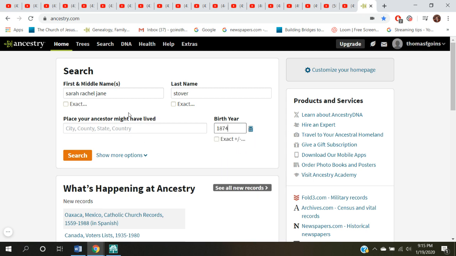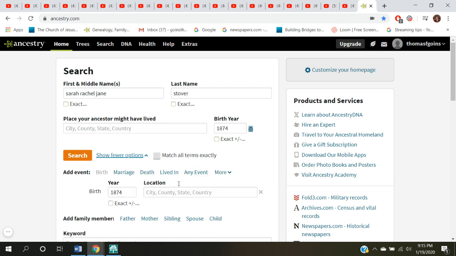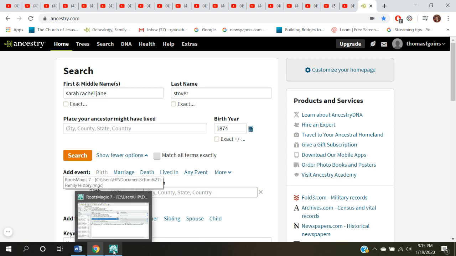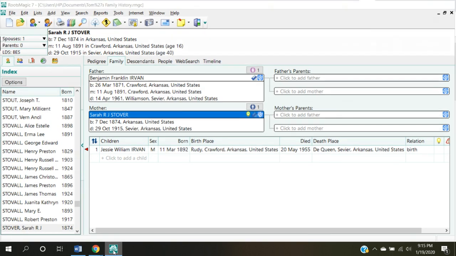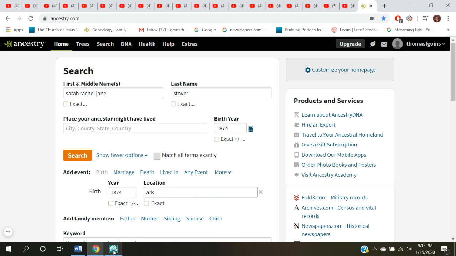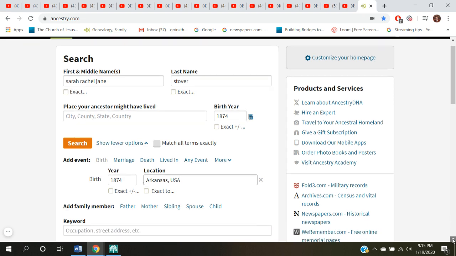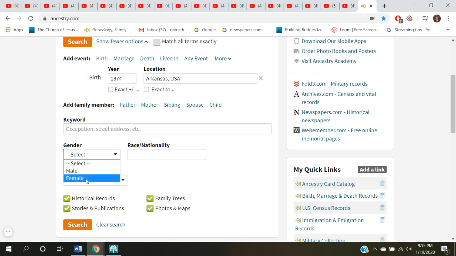And before I told you, this is a place where they might have lived. So if I want to put her actual birthplace, and I know where that was, I click on that show more options. So all this information comes up, and I have a location for the actual birth place. And so it'll look for birthplaces, not just anywhere she may have lived. Okay? Let me go back and find the birthplace, Arkansas, USA. So I just put ARK in, and usually that brings it up. And then I'm going to go down here and I'm going to click on female, which you've probably already seen me do in other videos.